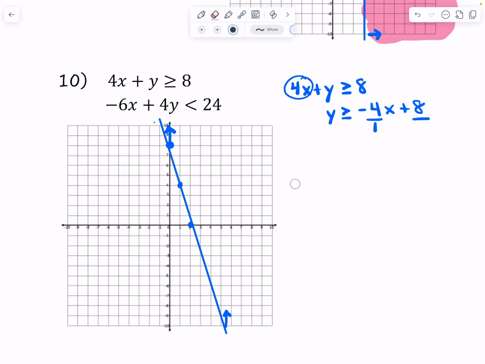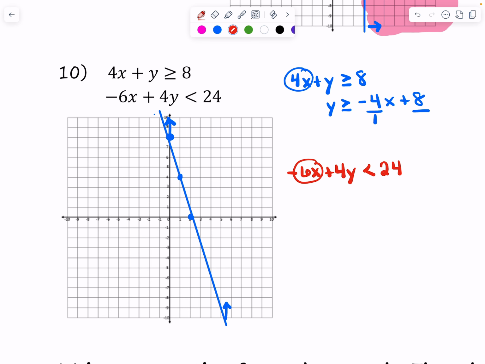Our second equation is negative 6x plus 4y less than 24. I already know that this one's going to be a dashed line. Move the negative 6x to the other side of the inequality. So 4y less than positive 6x plus 24. Then we are going to divide every number by 4. So I have y is less than 3 over 2x. Don't forget that x. A lot of people are forgetting that x.